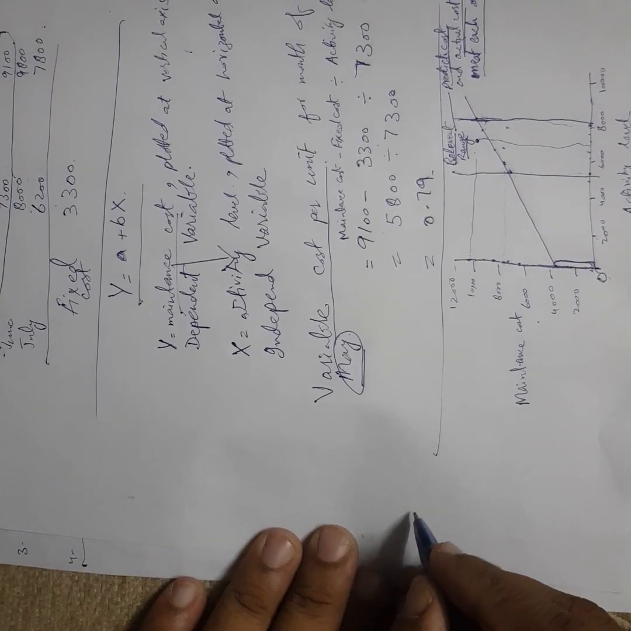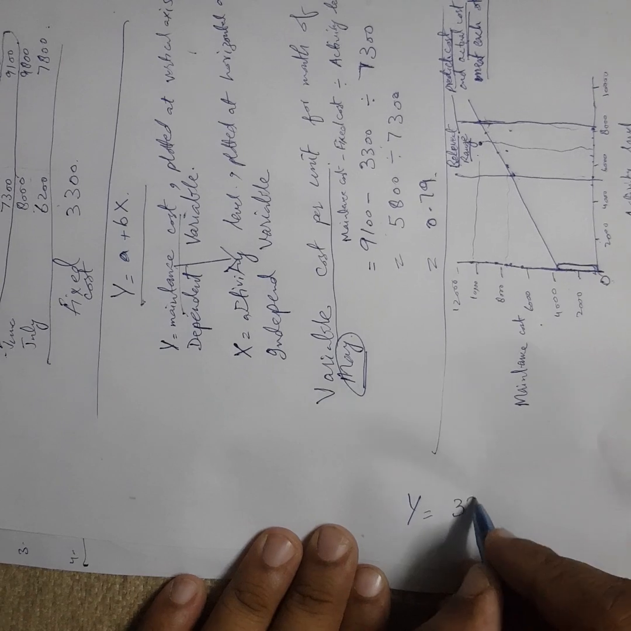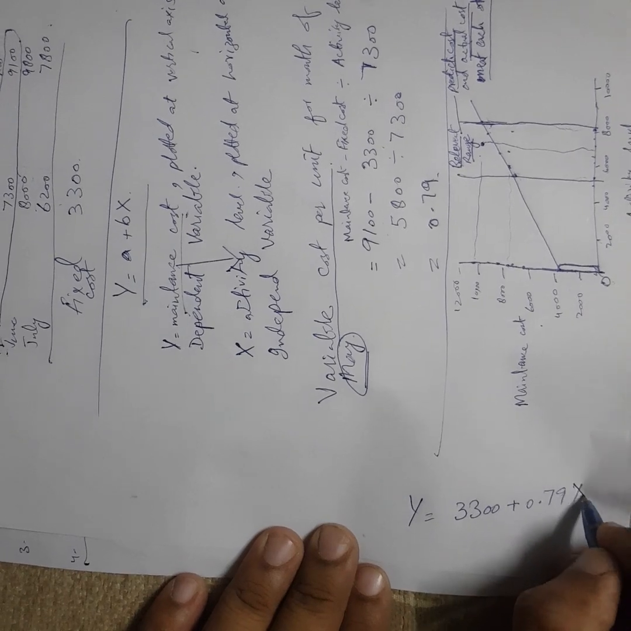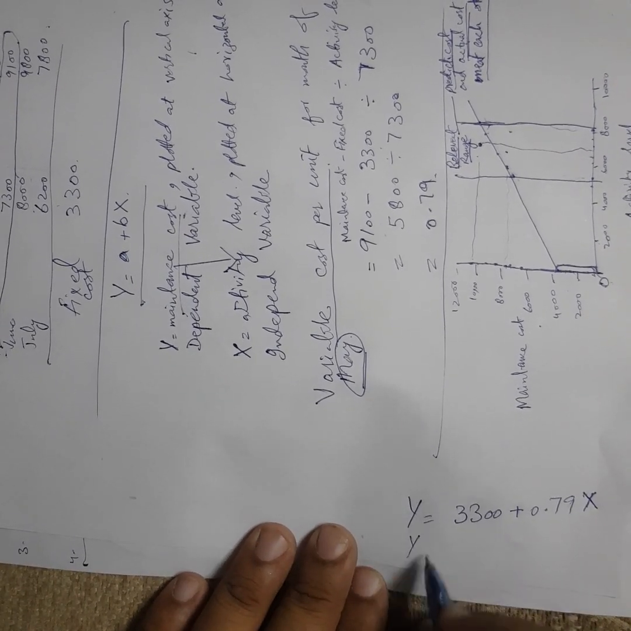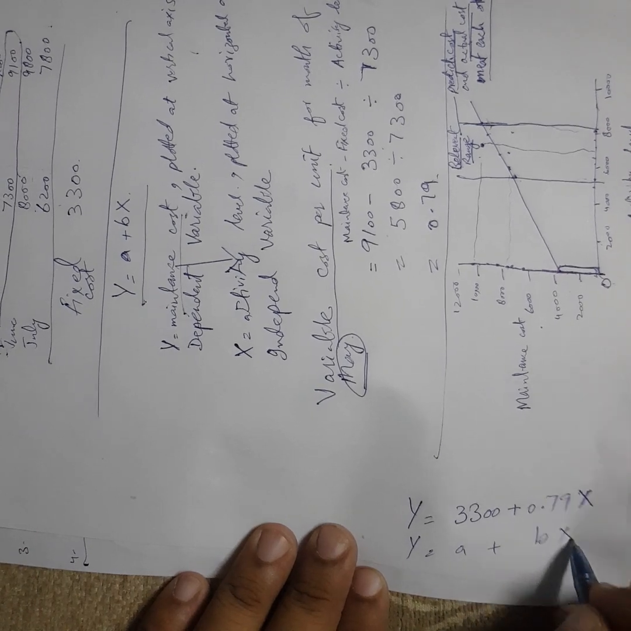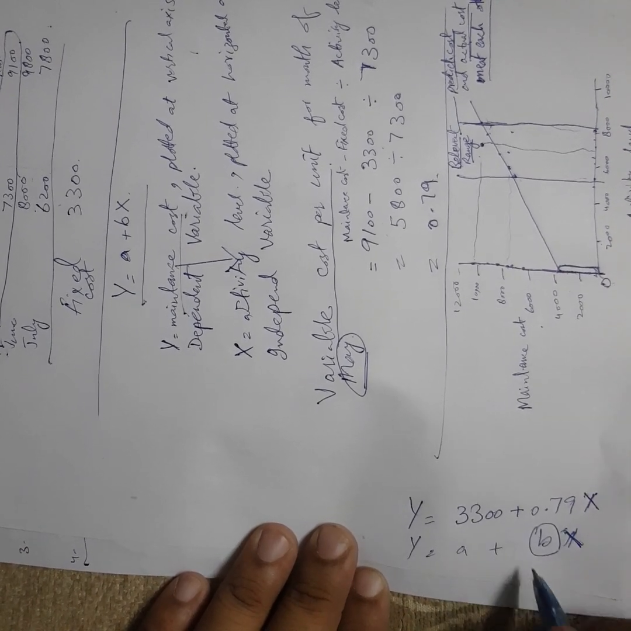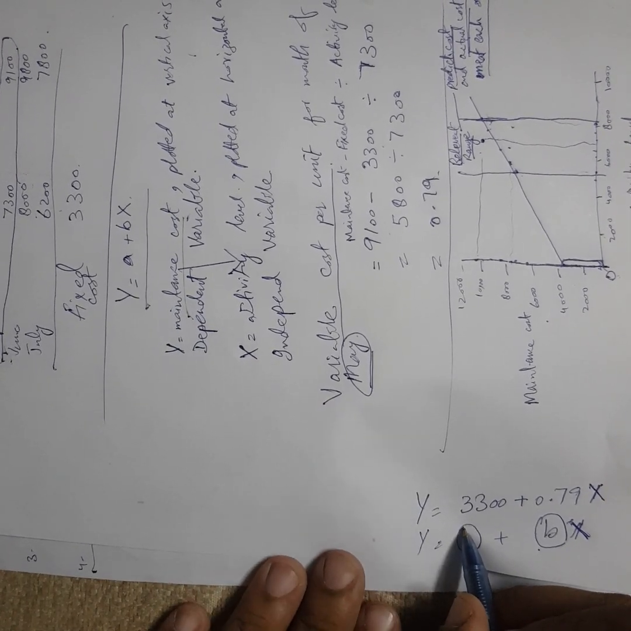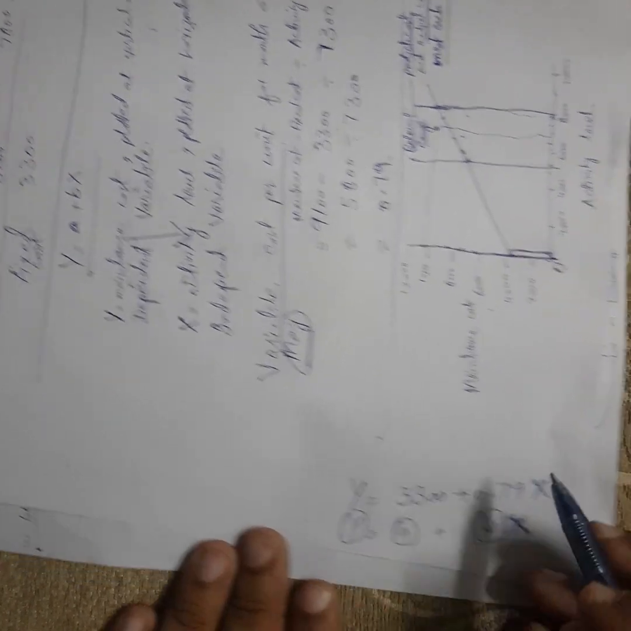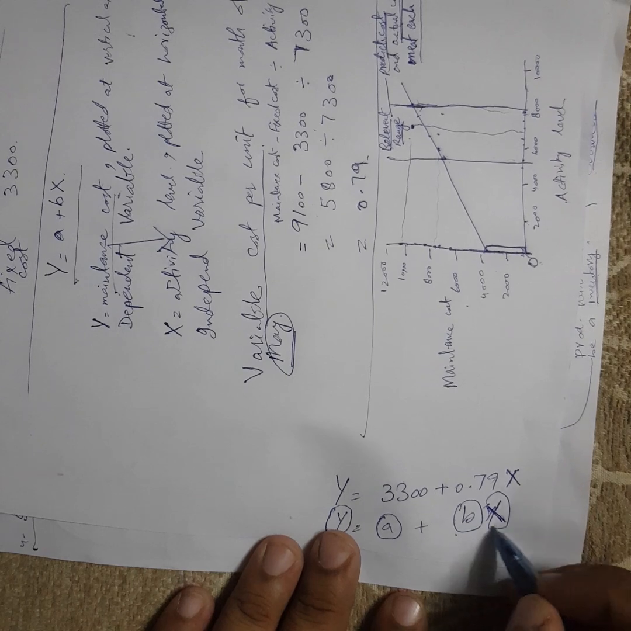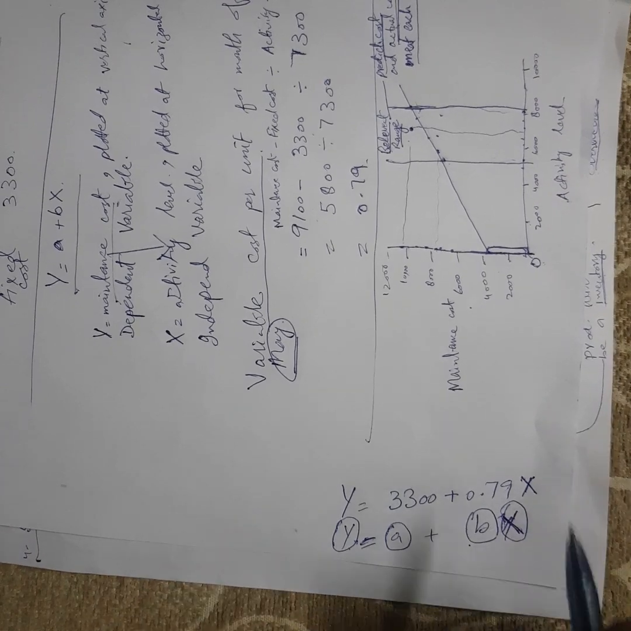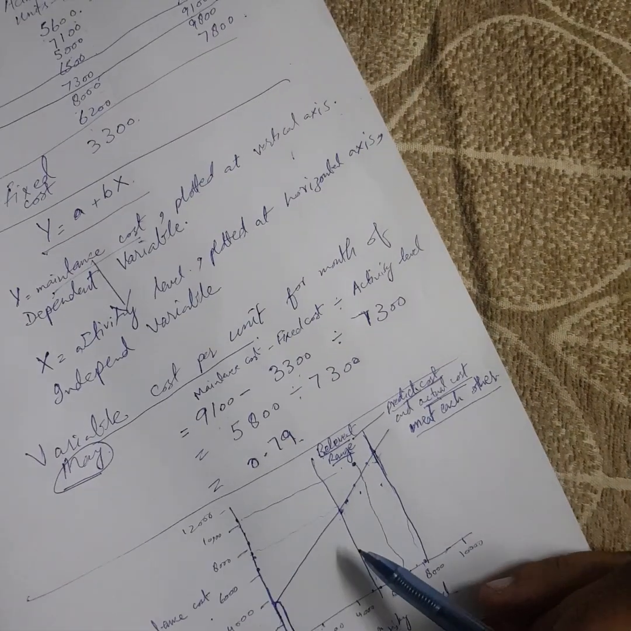And the equation that we will conclude will be y is equal to 3300 plus 0.79 times activity level. This is our a plus bx. We have calculated b, that is our variable per unit cost, a as fixed cost, and y is our mixed cost. With the change in level of activity, our mixed cost will be varying. And this scenario we have discussed in this scatter graph.